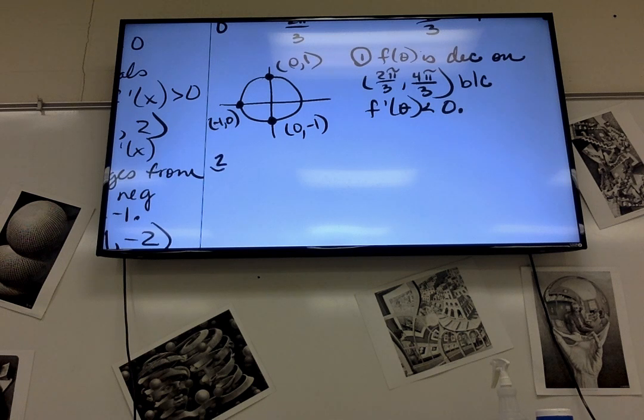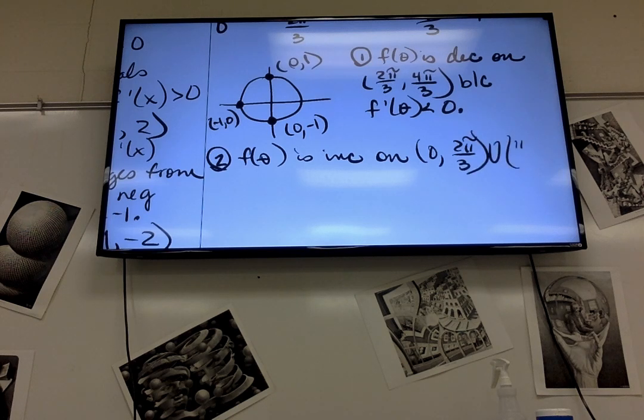Okay, so number 2, let's talk about increasing. F of theta is increasing on where? 0 to 2 pi over 3 union 4 pi over 3 to 2 pi. Why? Because F prime of theta is greater than 0.